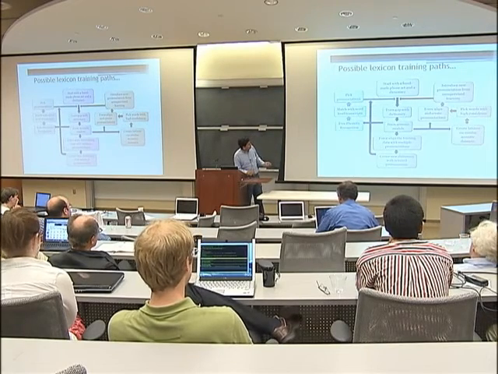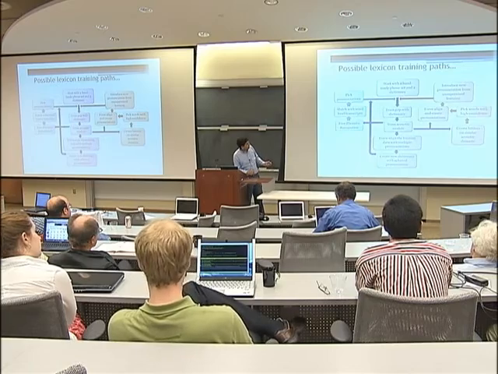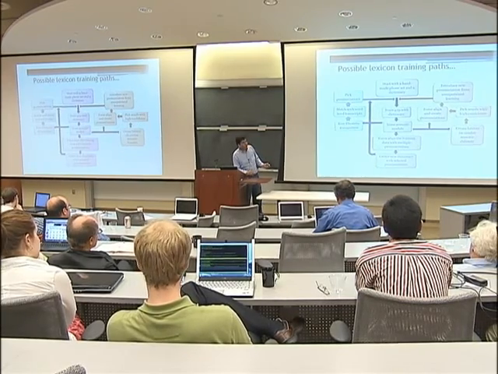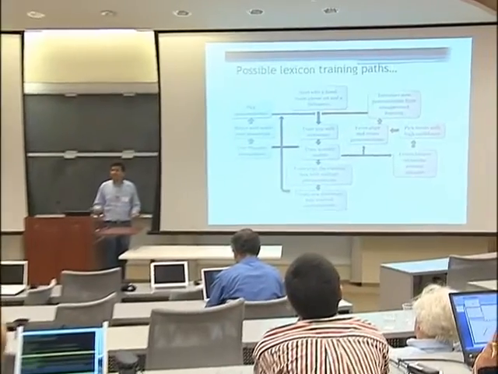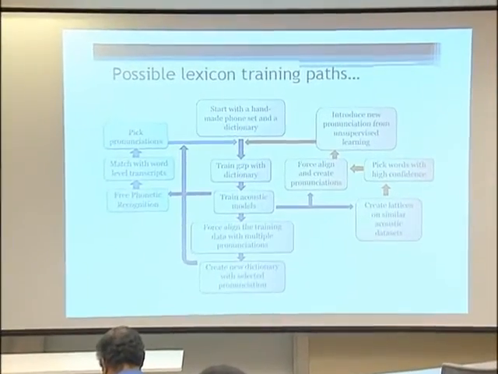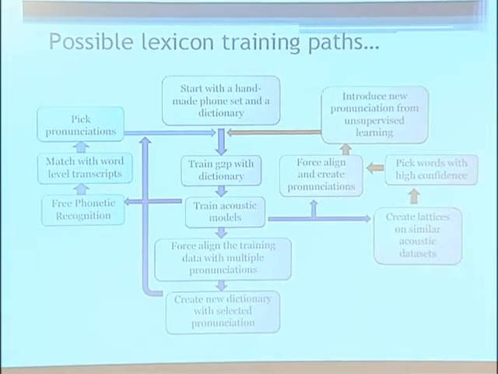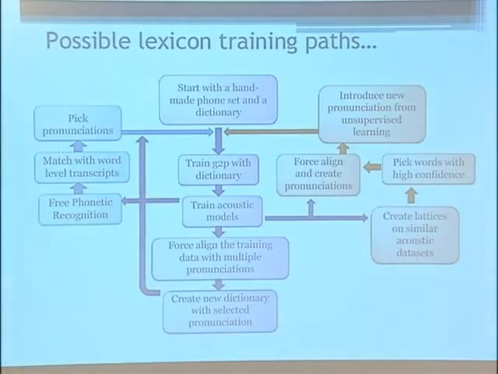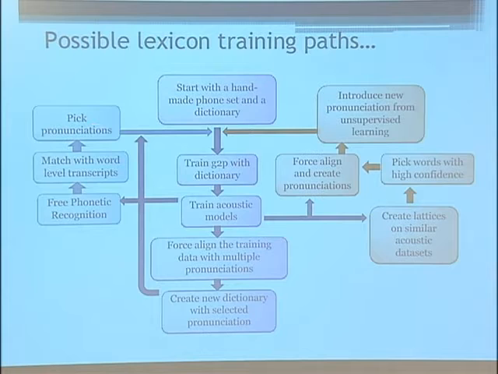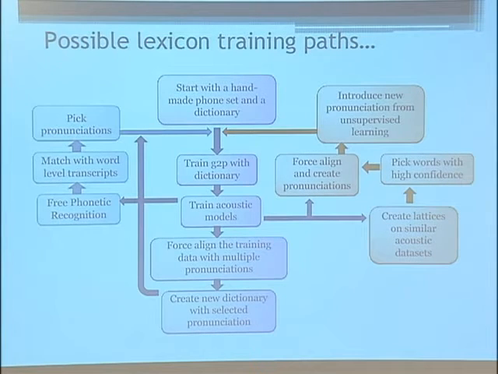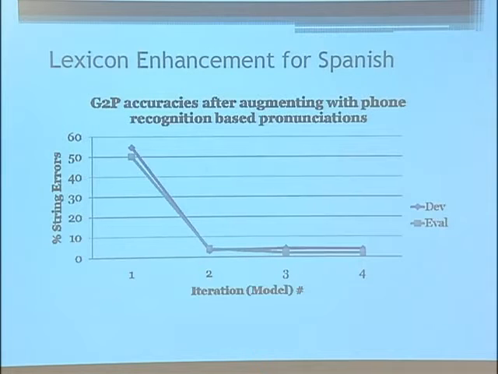So we are kind of out of this option, and we are out of the unsupervised option as well, because we did not have additional unseen data handy with us at the time of this workshop. So we ended up trying this third route, which is free phonetic recognition, match with the word level transcripts, pick the pronunciations, and try to plug them into the system. And when we do that and train our G2P on the new system, these are the string level accuracies we get.